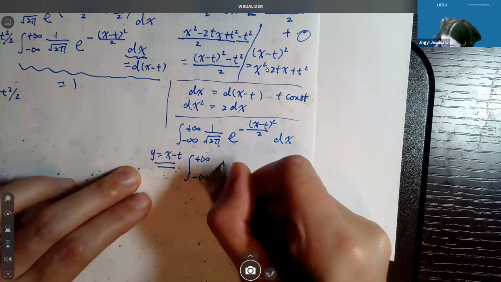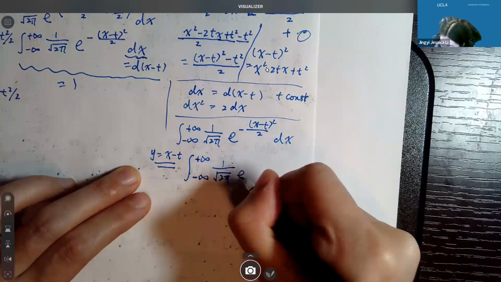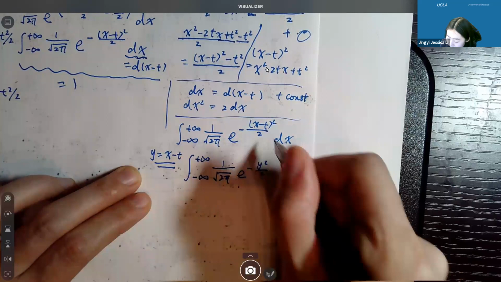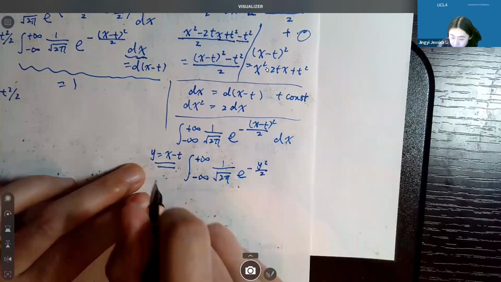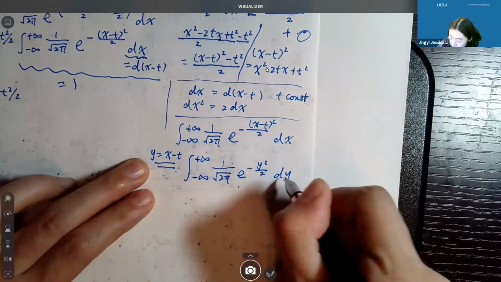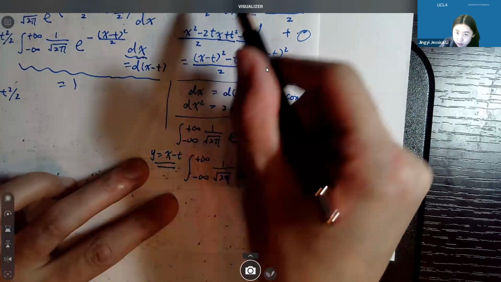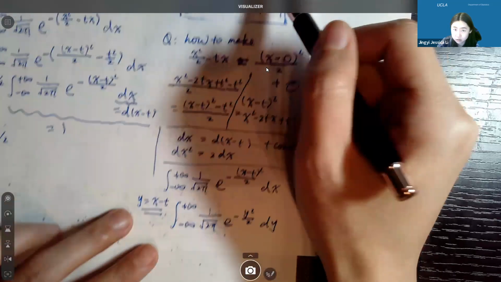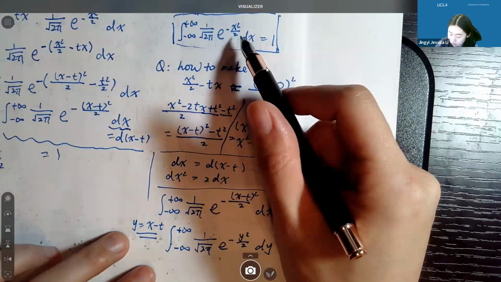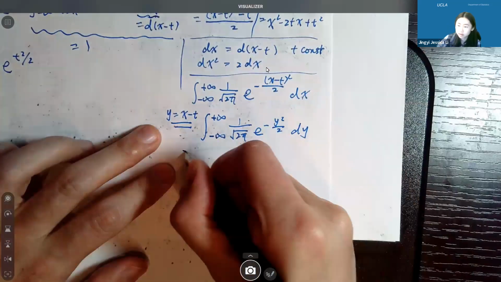So I have this y squared over 2. And now I'm going to use the fact that dy equals dx. So this is just the same form as the box I have here, so this is equal to 1. Does that make sense to everyone?